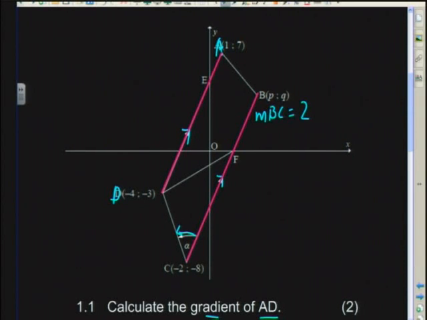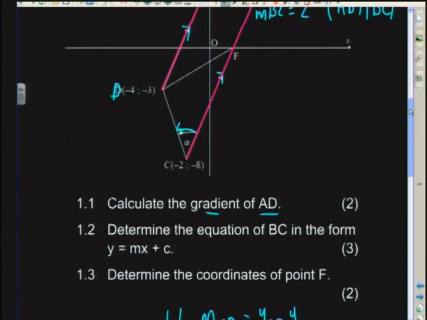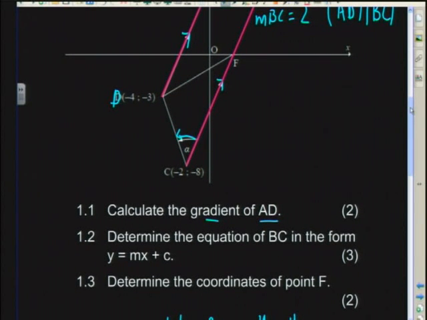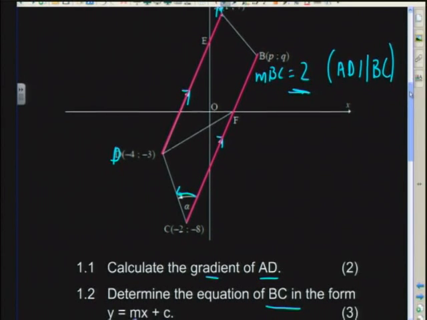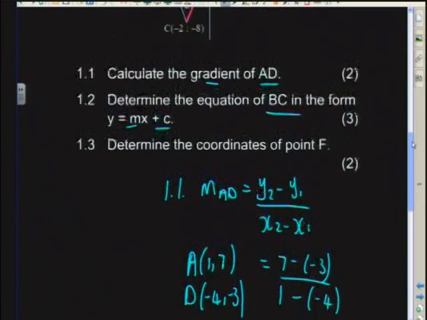And the reason for that is that AD is parallel to BC. And remember, parallel lines have equal gradients. Okay, and that helps us to determine the equation of BC, because remember, when you're working out the equation of the straight line, you need the gradient and the y-intercept. So the gradient we've already seen is 2, since it is equal to the gradient of AD. So we've got m, we just need to find c.